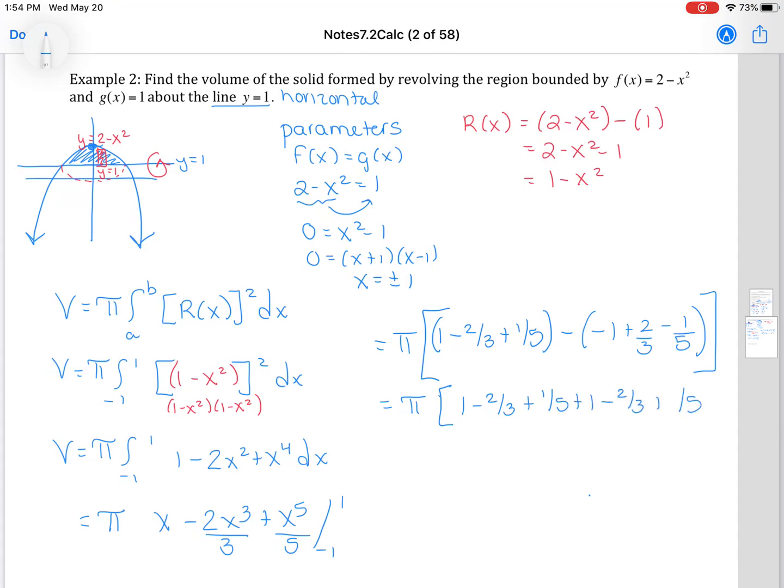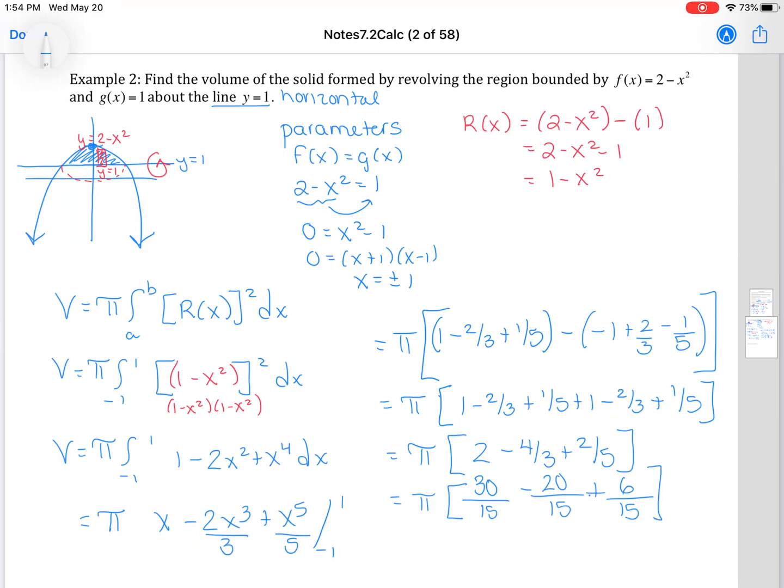So 1 minus 2/3 plus 1/5 plus 1 minus 2/3 plus 1/5, so they can all be put together. So we have pi times 2 minus 4/3 plus 2/5, and just like we did for area, we need common denominators, which in this case would put us at 15. So I'm going to make each fraction have 15ths. If I make a 15 for the 2, that's 30. For the 3, that would put me at 20, and for the 5, that would get me 6. So 30 minus 20 plus 6 gets me 16. So that's 16.